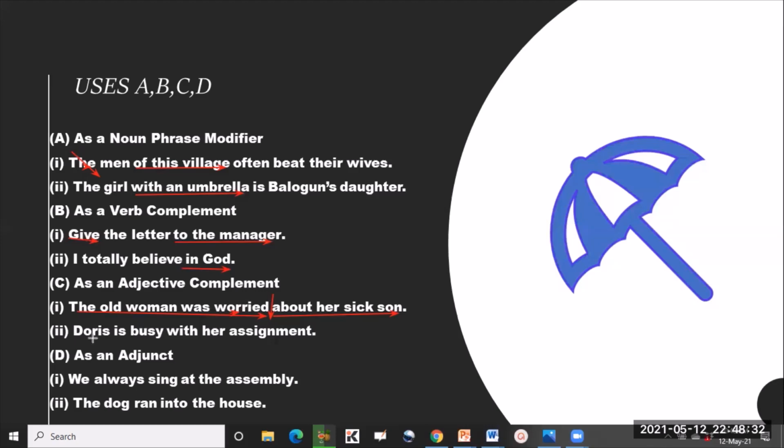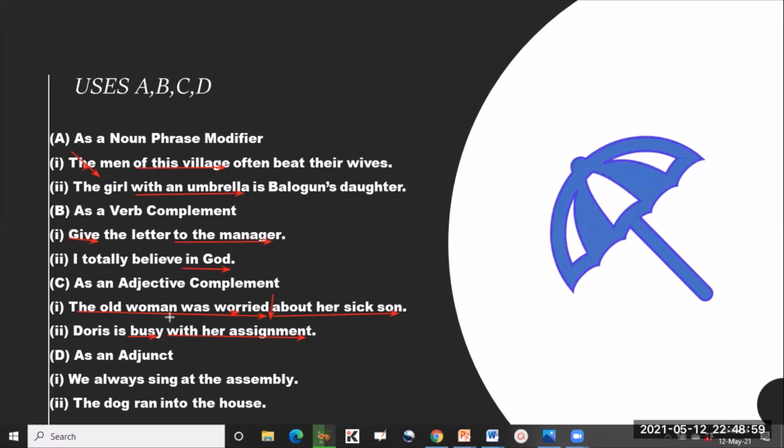Let's look at the second example. Doris is busy with her assignment. Now, with her assignment is the prepositional phrase here. The adjective here is busy. Again, we can see this prepositional phrase doing the work of an adjective complement. It completes the meaning of the adjective busy.